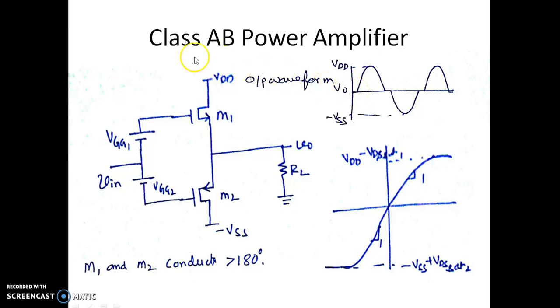Whatever crossover distortion we had in the class B push-pull amplifier will be overcome. We're going to have a gain of 1, and you can see there is no distortion coming here. So the class AB power amplifier is identical to the class B push-pull amplifier. The only difference is that here we have two DC voltage sources which make M1 and M2 conduct for more than 180 degrees. The efficiency of this class AB power amplifier is identical to that of the class B push-pull amplifier, around 78%.